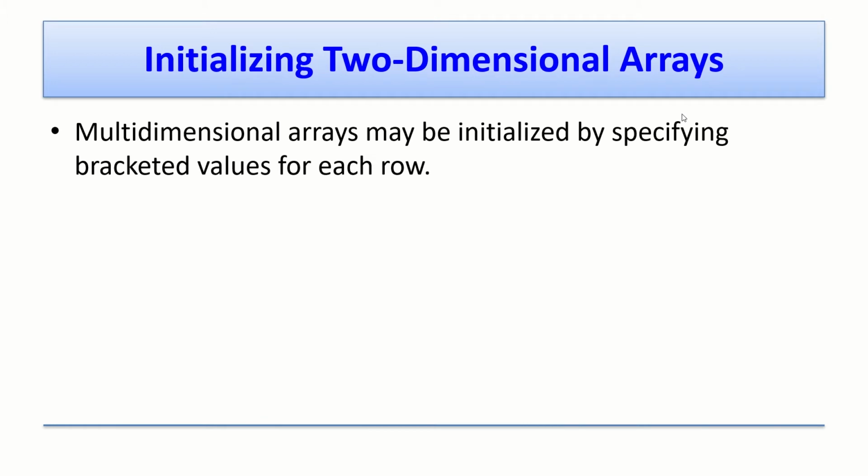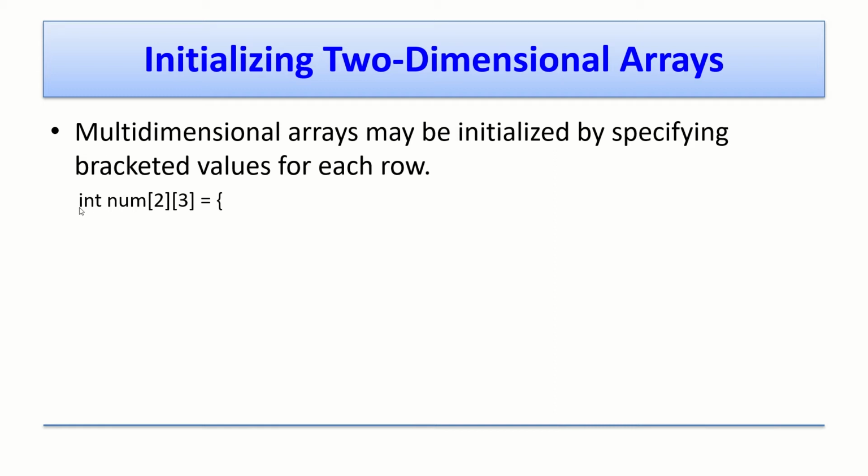Okay, then let's see how to initialize two-dimensional arrays. The multidimensional arrays may be initialized by specifying a bracketed value for each row. That means each row can be inserted within curly brackets, right? So in here, I'm going to declare a 2D array which will have 2 rows and 3 columns, of the type integer. All right.